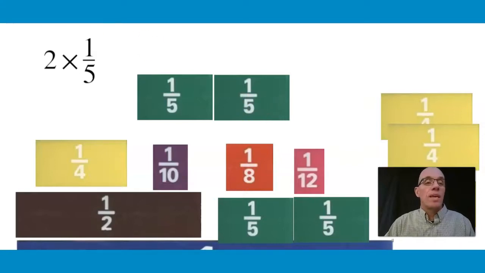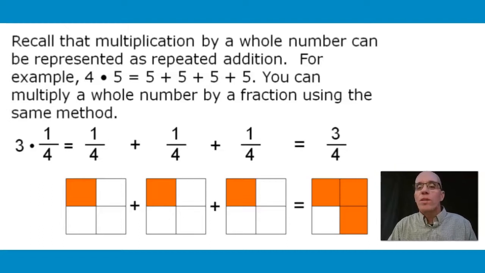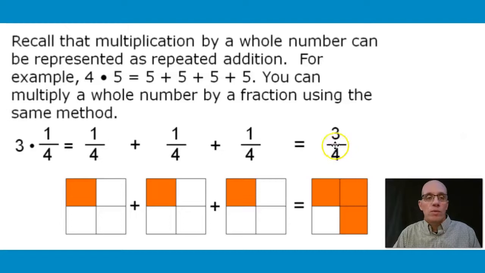Not too complicated. If we remember that multiplication is repeated addition, for example, 4 times 5 is really 4 of those 5. So it's 5 plus 5 plus 5 plus 5, which gives us 20. And that's repeated addition, which is a little bit longer than just knowing that 4 times 5 is 20. So when I have 3 times 1/4 modeled down here at the bottom, that is 1/4 plus 1/4 plus 1/4. 3 of those fourths. So you end up with 3/4.